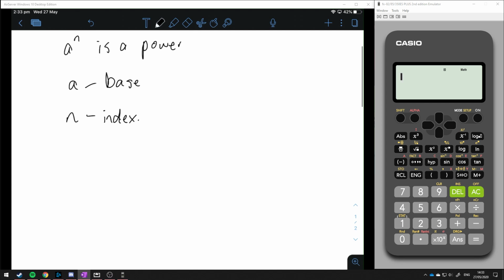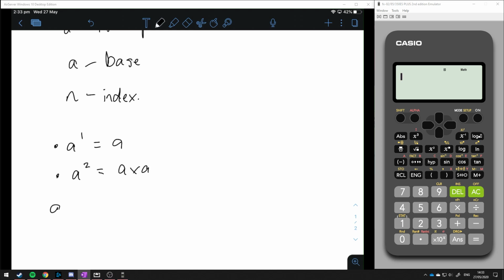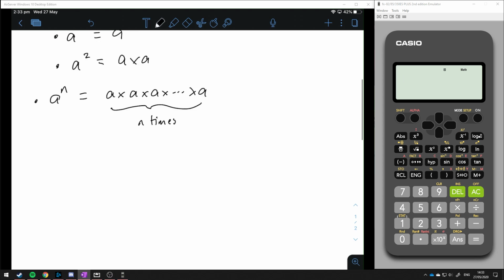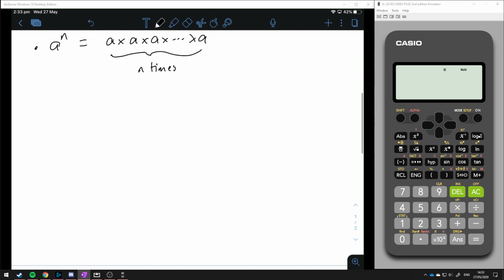So for any number a, a to the power of 1 is just equal to a, and a to the power of 2 is equal to a times a, and a to the power of 3 is a times a times a, and so on and so forth. So a to the power of n in general is equal to a times a times a, multiplied n times. The number that's there is how many times we do it. So the actual index laws themselves.